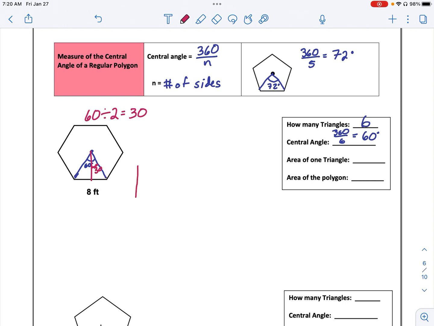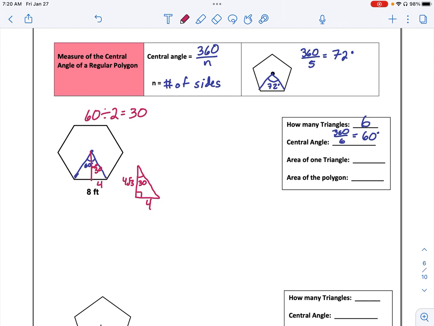So the triangle I'm going to work with is that 30-degree triangle. So I've got the 30. The whole base is 8, so this little piece is 4. So now I have a 30, 60, 90 triangle. So if my shortest side is 4, the height would be 4 root 3. So I have the base and the height now.